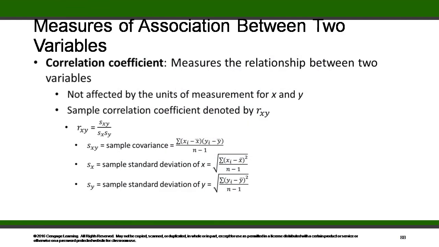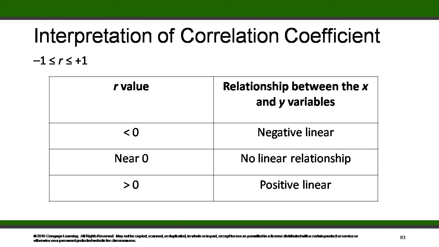Correlation coefficient measures the relationship between two variables, and is not affected by the units of measurement for x and y. The sample correlation coefficient is denoted as shown in this slide. The closer the correlation coefficient is to +1, the closer the x and y values are to forming a straight line that trends upward to the right, or a positive slope. The closer the correlation coefficient is to -1, the closer the x and y values are to forming a straight line with negative slope.